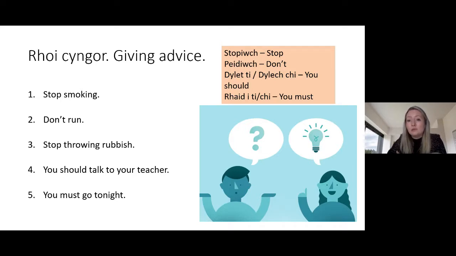Dylech chi siarad, you should speak. Dylech chi ysgrifennu, you should write. Just so that you are aware, dylet ti and dylech chi do require a mutation after them in your written work, okay? And then the last one on the list in the box is rhaid i ti or rhaid i chi, you must. Once again, ti is singular, chi is plural, okay? You must do something.